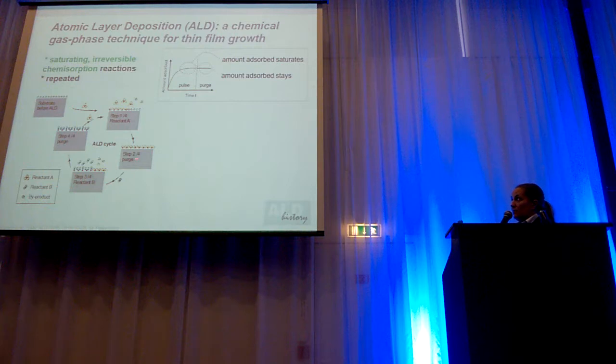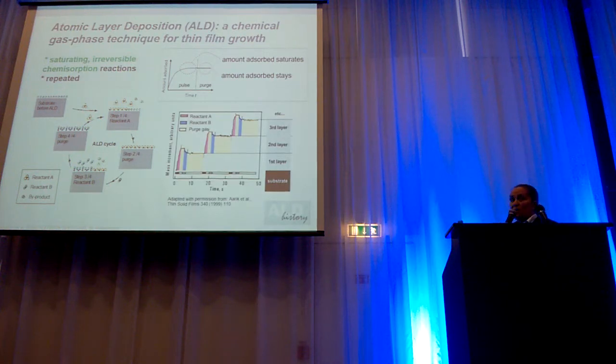After this one cycle has been done, you have grown a tiny layer of the material that you want to grow, and you leave some reactive sites on the surface, which can again be reacted with the first reactant, and you can repeat this cycle as long as you want to grow a film of the thickness that you want. And the reactions have to be saturating. It means that when you look at the amount adsorbed, it first increases, then it settles to some constant level. It has to be irreversible, ideally, so that when you purge, this amount stays.